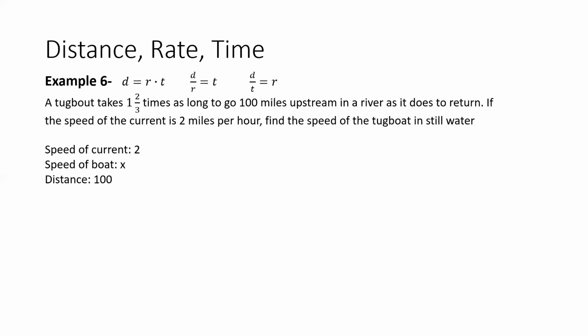Here we have to represent our variables. The information that we have is the speed of the current, and we're looking for the speed of the boat, and we have distance. So the speed of the current is 2 miles per hour. The speed of the boat, we're going to declare as x, and we know that the distance up and the distance downstream will be 100 miles because it's a river. Unless you're taking a weird route, it's going to be the same distance both ways.